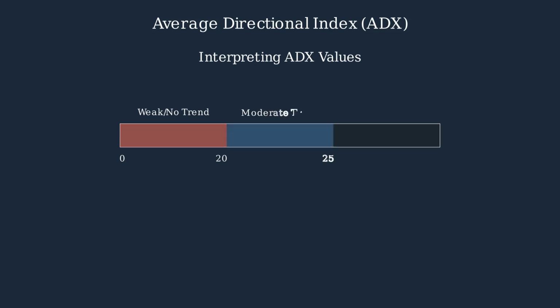When ADX is between 20 and 25, the market is developing some trending characteristics, but the trend may not be reliable yet. ADX readings above 25 indicate a strong trend worthy of a trader's attention. Values above 50 represent an exceptionally strong trend.